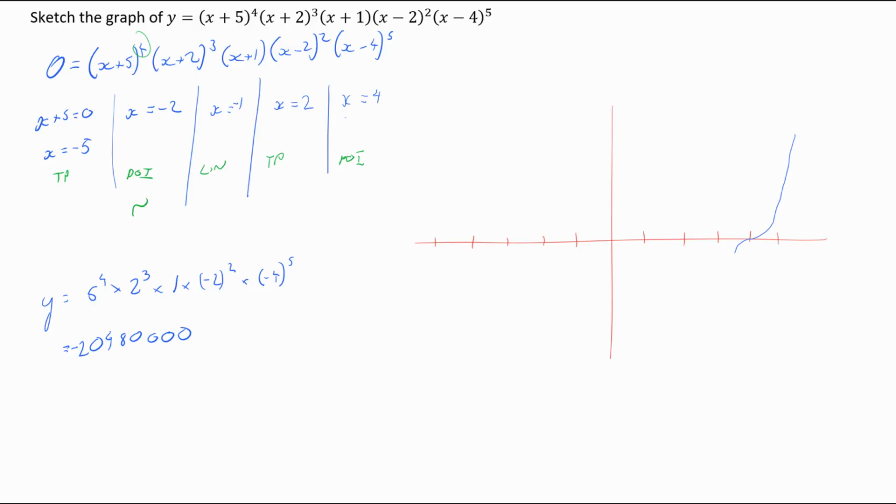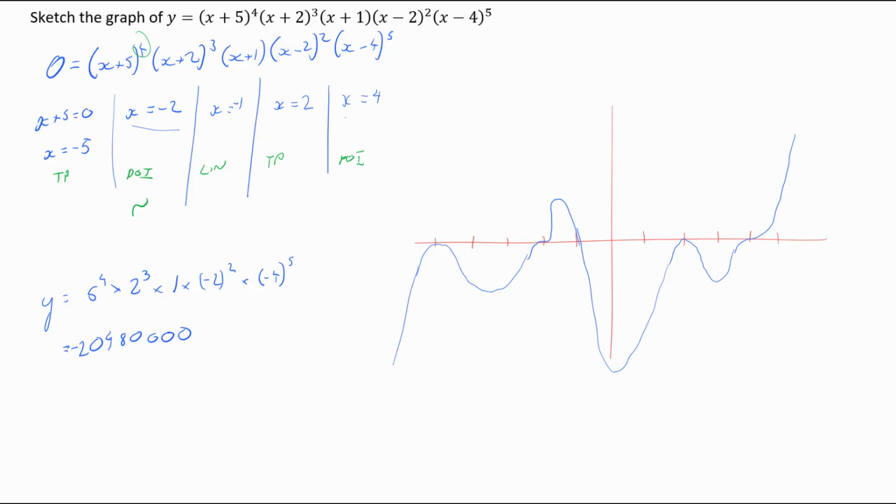The next intercept is where x equals 2, and that is a turning point. So it's actually going to come back up for 2 and then come back down because it's a turning point. When x equals -1, it's a linear factor, and we do know that it shoots a long way down to get to its y-intercept before coming back up and going straight through -1. It then comes back down for -2 and gives us a point of inflection. And finally, it comes back up for -5 and gives us a turning point.